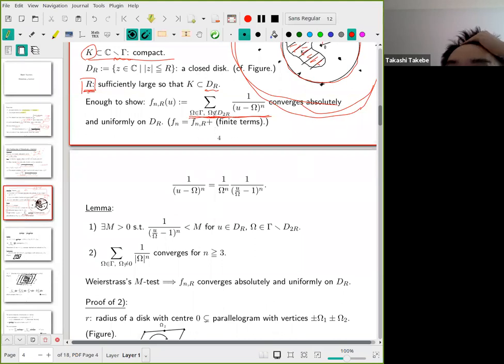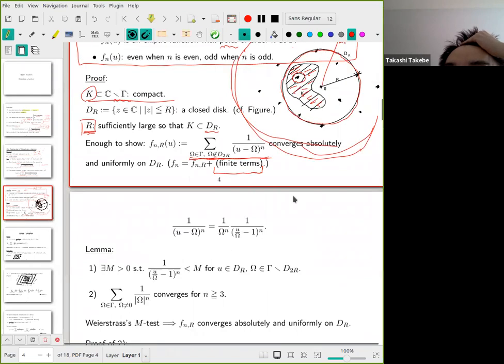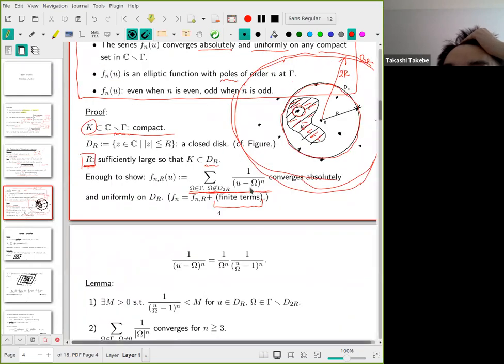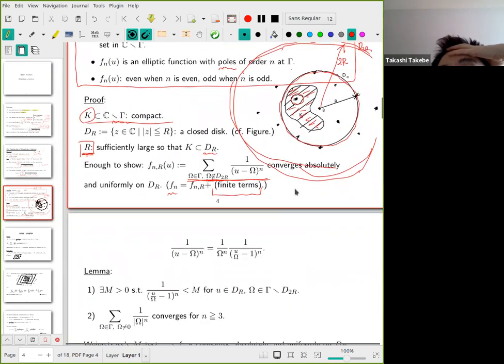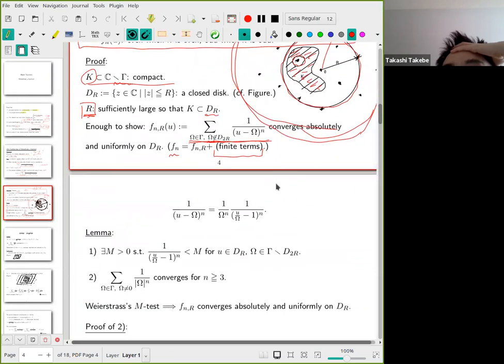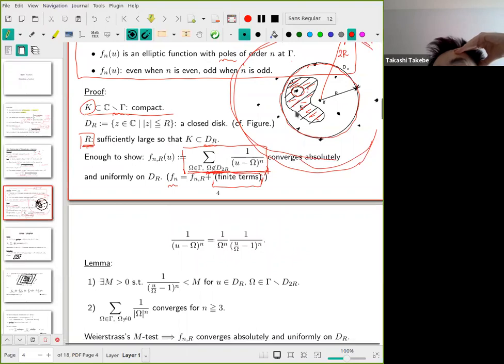Of course, if we add several terms to this sum, then we recover this series. But for the proof of convergence, we don't need those finite terms. So let's prove that this series converges absolutely and uniformly on this smaller disk.